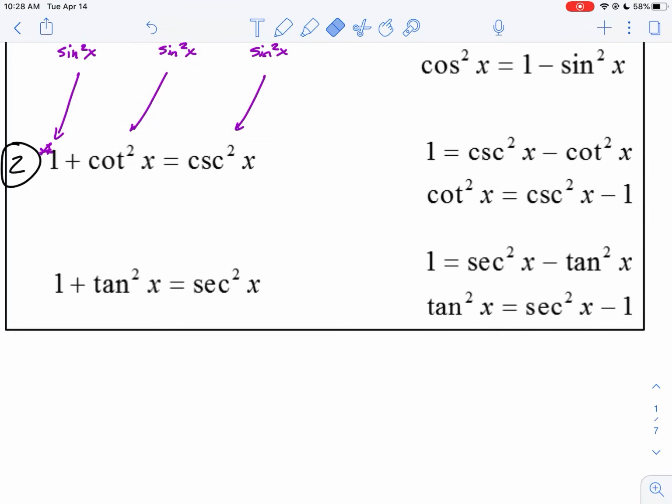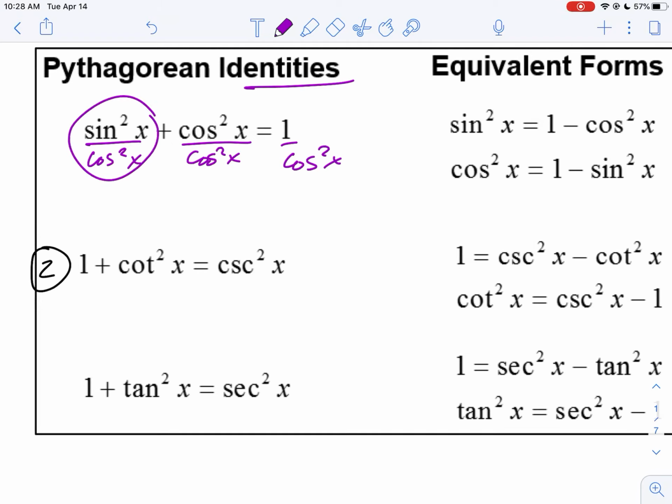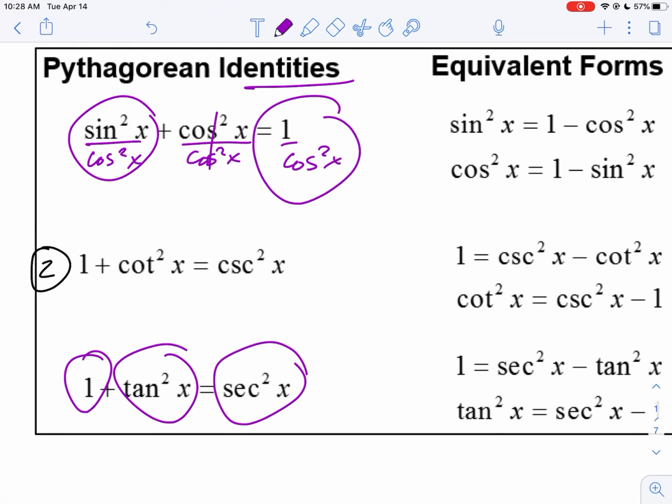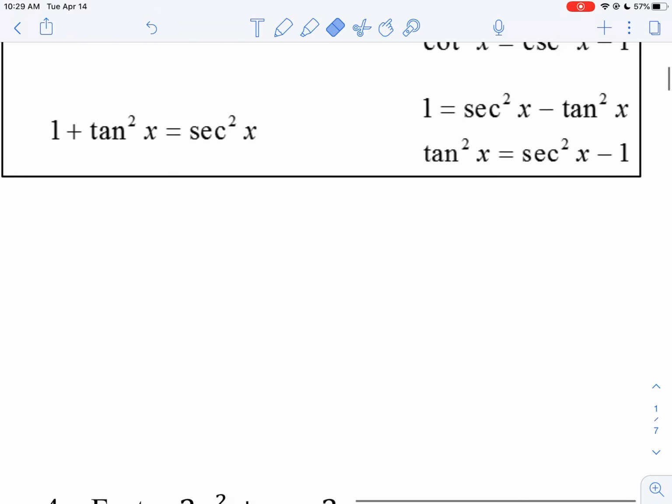Now, you could probably guess, in fact, I might just leave that for you to do, but if dividing by sine squared gets me to this equation, how do you think we're going to get this Pythagorean identity? I'm guessing you said divide by cosine squared, and you're exactly right. So let's take a look at that. Divide both sides by cosine squared x. You can see here this becomes tangent squared, this becomes 1, and this becomes secant squared.